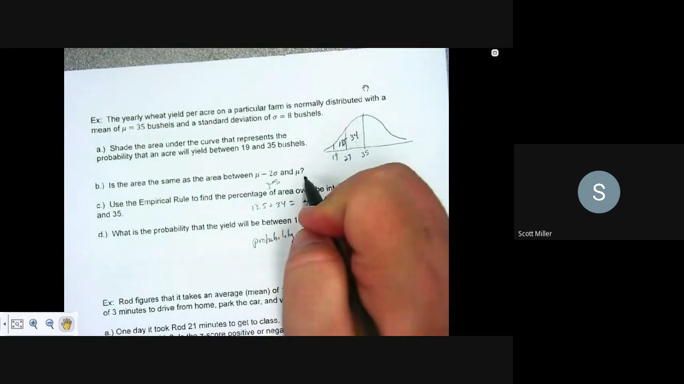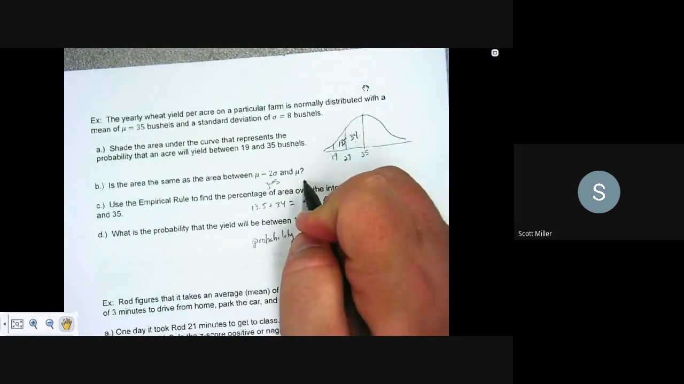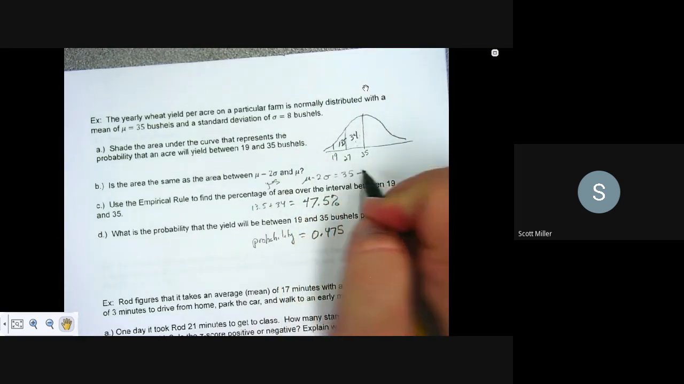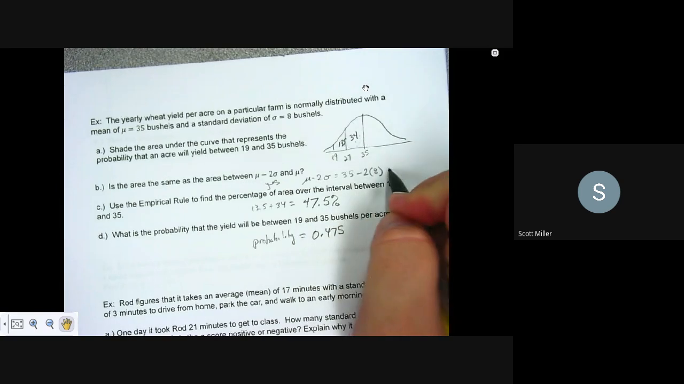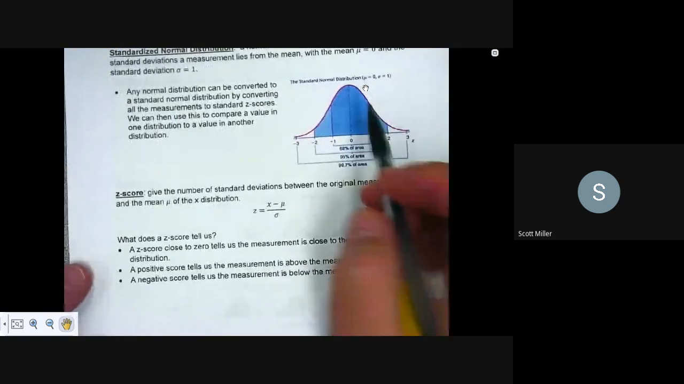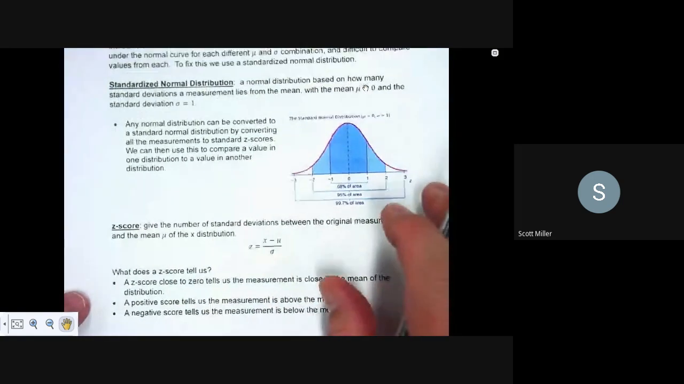For this one right here, we can show that it's the same by simply plugging into this formula. Mu minus 2 sigma is 35 minus 2 times 8. And you work that out and you get the 19. So that's the work that you can show from that one. Okay? The next thing after this is to help us find these numbers, because if it doesn't land exactly on a standard deviation, then we can have some issue here.